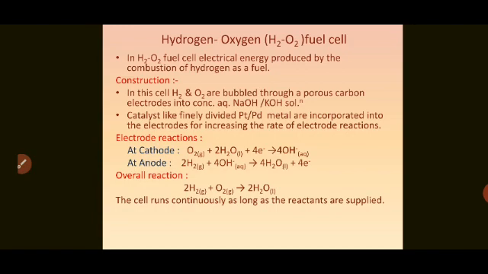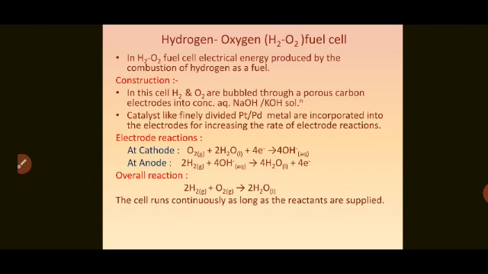Now, catalysts like finely divided platinum or palladium metal are incorporated, means used, into the electrodes for increasing the rate of electrode reaction. Now, why is platinum or palladium metal used? Because hydrogen gas cannot be stabilized alone in gaseous condition. It should be adsorbed somewhere on a metal surface, and hence platinum or palladium metals are used, which act as catalyst.